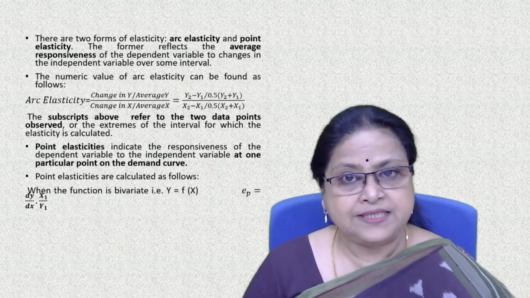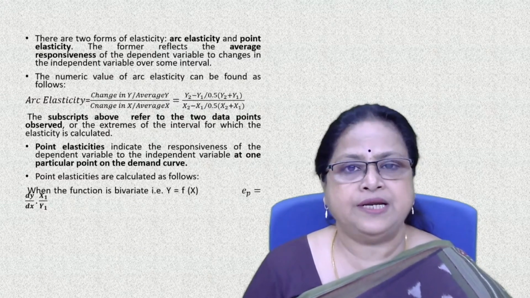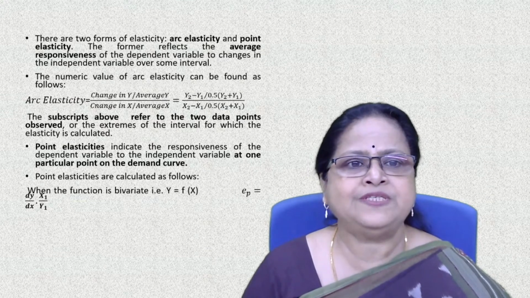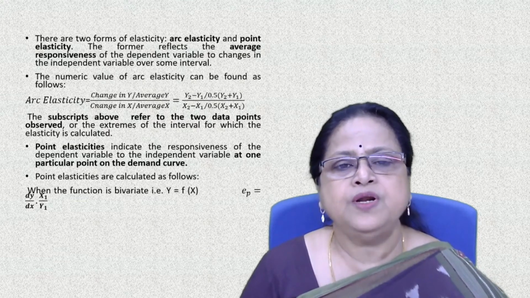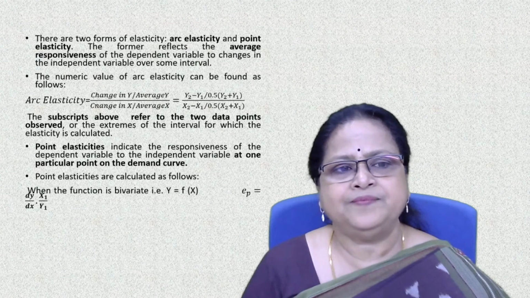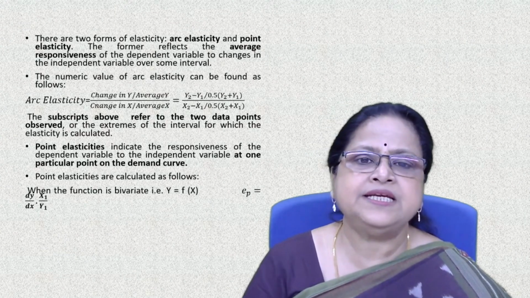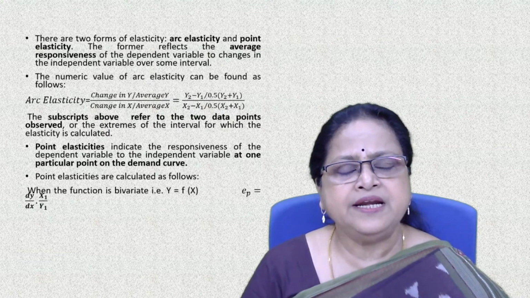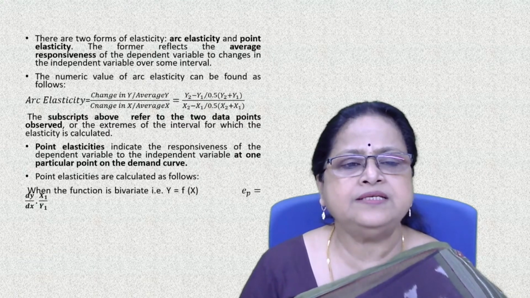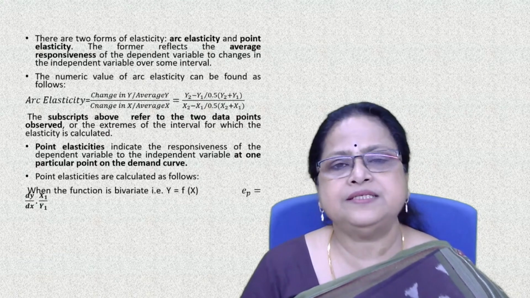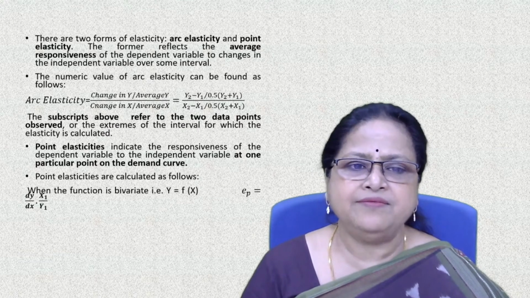There are two forms of elasticity, arc elasticity and point elasticity. Arc elasticity reflects the average responsiveness of the dependent variable to changes in the independent variable over some interval. The numeric value of arc elasticity can be found as follows. The numerator is changes in y divided by average of y, and the denominator is changes in x divided by average of x.